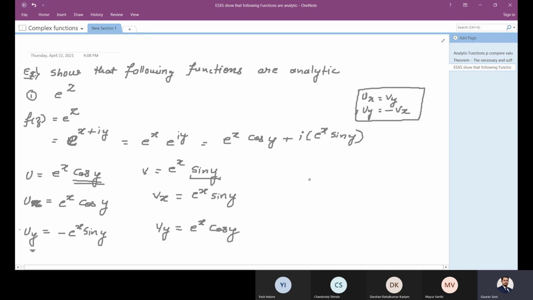Now you can verify that ux is equal to e raised to x cos y, which is equal to vy. The first CR equation is satisfied. What is uy? uy is equal to minus of e raised to x sin y. But e raised to x sin y is vx, so uy is minus of vx. So both the conditions are satisfied. CR equations satisfied.